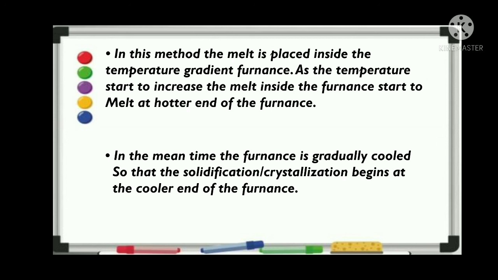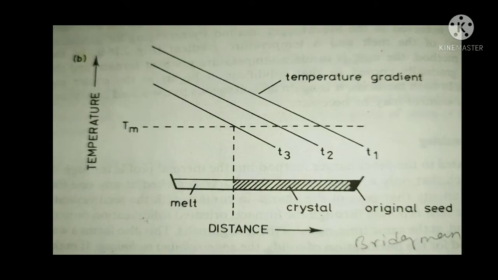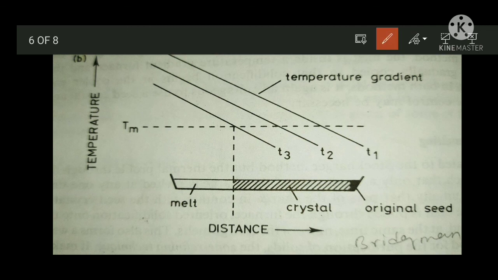So let's start to understand how the process takes place in this Bridgman method. So this is the general apparatus of the Bridgman method, in which this is the furnace. In this furnace the melt is placed at one end of the furnace and the original seed is present at the other end of the furnace. Now the furnace is placed in a temperature gradient.